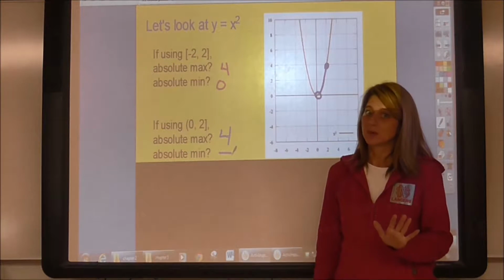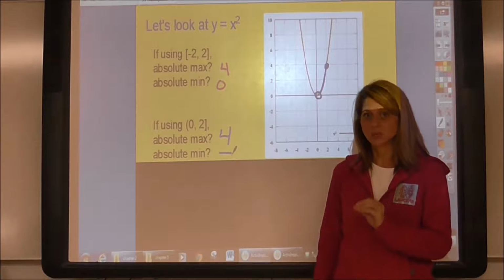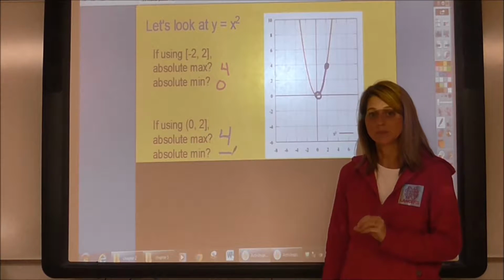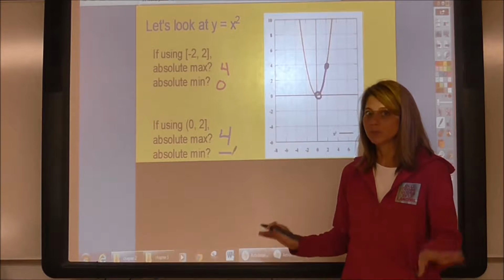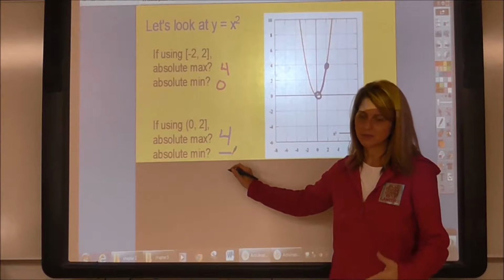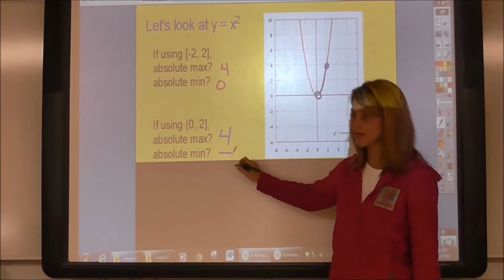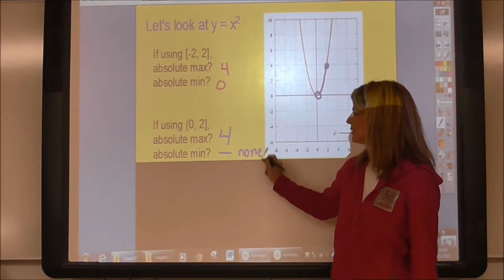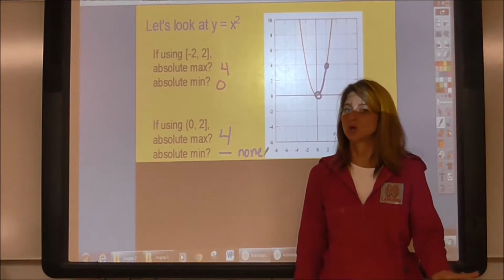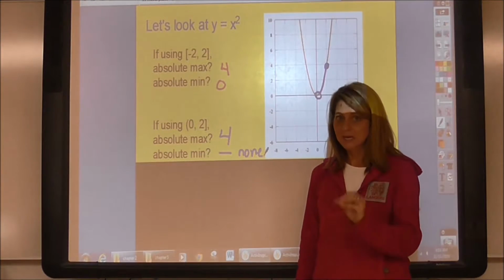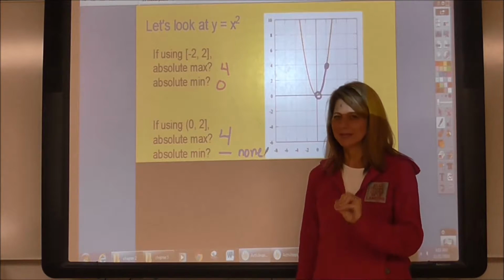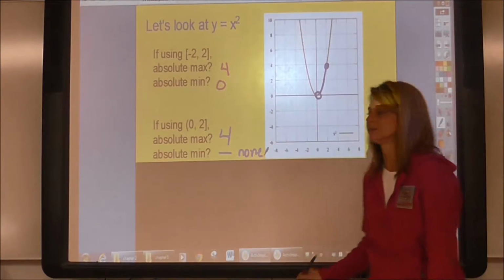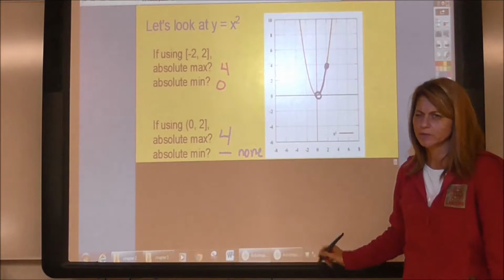Now you don't want to write 0 to mean none, because that means you actually have a minimum value of 0. You could put a slash or write none. Don't leave it blank, because then it looks like you didn't answer it. Maybe it would be best for us to write none. There is no minimum value. There's not a dot, there's not a point, I can't name it, so we say there is none. Let's just look at a few more.